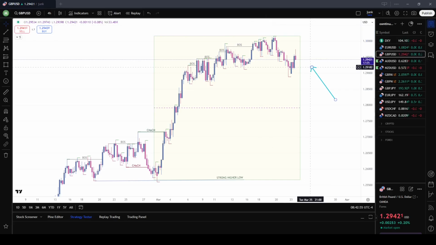And it's also, from a daily view, the fractal structure is broken down. It is bearish. The fractal structure on the 4 hours is obviously bearish, starting to take out the lows.